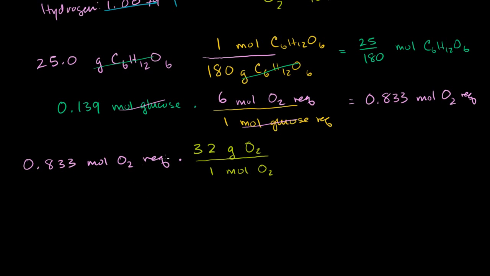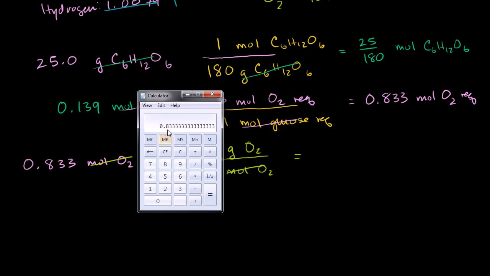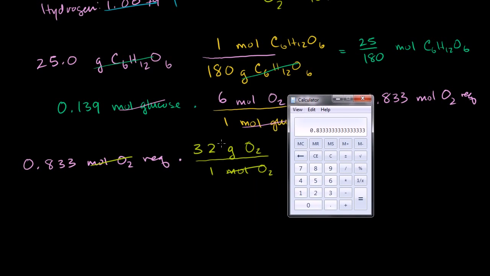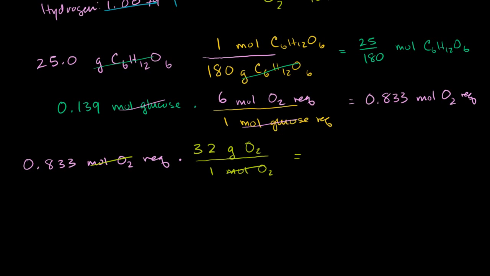32 grams per mole. And so when we perform the calculation, the moles of O2 in the numerator cancel out with the moles of O2 in the denominator. And we're just going to have 0.833 times 32 is equal to 26, I'll just say 7. So this is equal to 26.7 grams of O2 required. Grams of O2, and I'll write required in that same exact color.